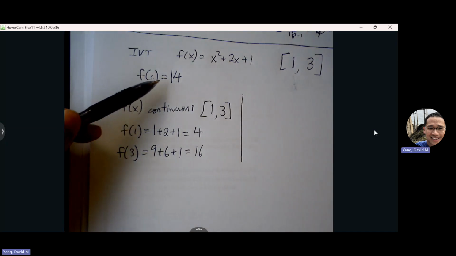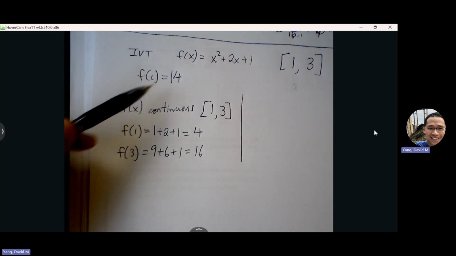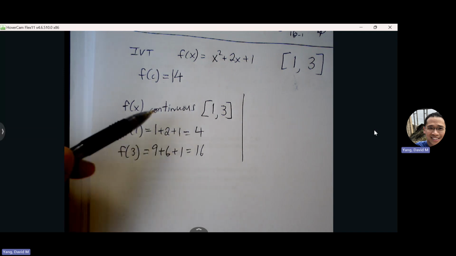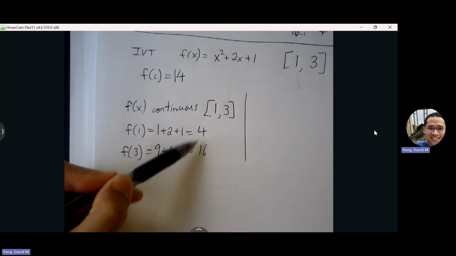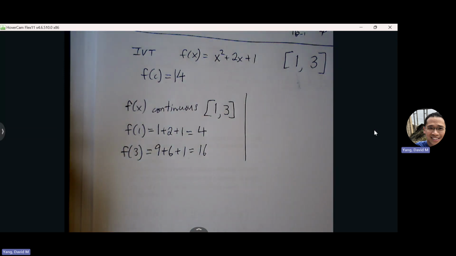Can we guarantee this 14 will be reached? Yes. You're starting at a y value of 4. There are no breaks, and you're ending at a y value of 16. You've got to at least pass 14 at least once.